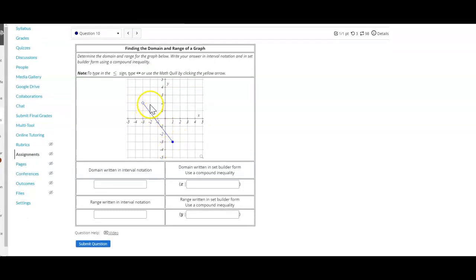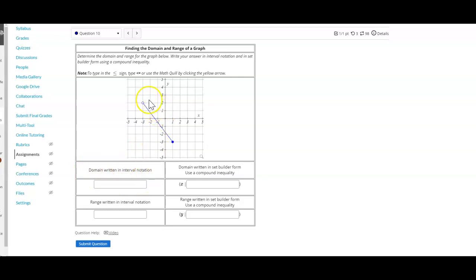Notice that this is a line, but it's not a line that goes on forever. It's a line segment, meaning that it has some stopping points. The way you can tell if it goes on forever is it would have arrows at the end instead of those points. You have to watch that closely when you're looking for domain and range too. So on this one, let's look at the domain written in interval notation.